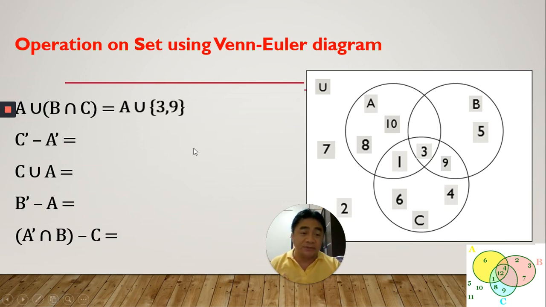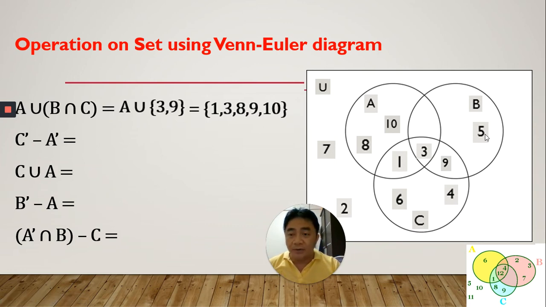So that's the first one is 3 and 9, right? This one. So we have here union. 1, 3, 8, 9, and 10. Okay, it's correct. Now the second one, C prime minus A prime. Now C prime are this, okay, above. 2, 7, 8, 10, 5 are C prime. And A prime, yeah. This A prime is this.